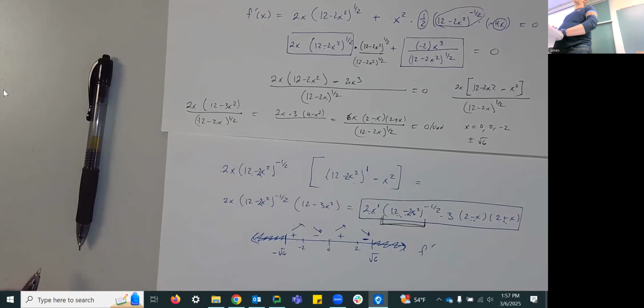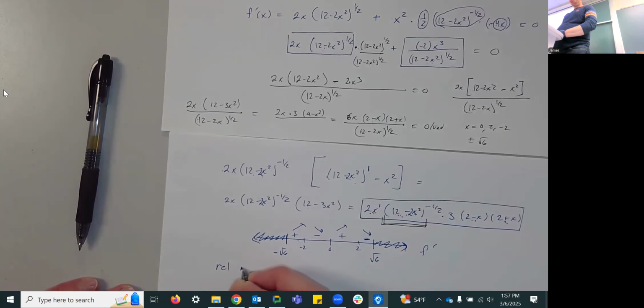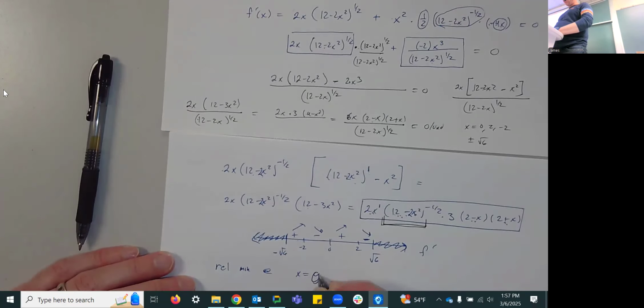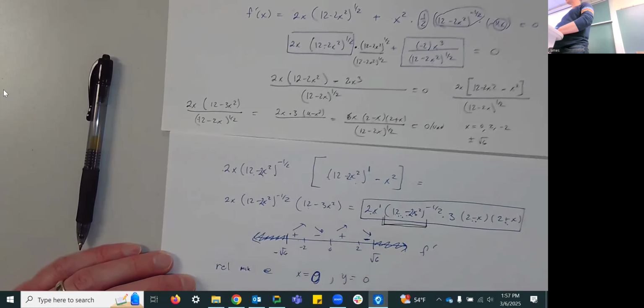How many critical points do I have? That's a bad question. How many extrema do I have? Put on your fingers. It is 3. How many of them are relative minima? Yep, a relative minimum at x equal to 0. And it's funny when you say one thing and write another. X equals 0. And we already know the y value is our y-intercept, which is also 0.